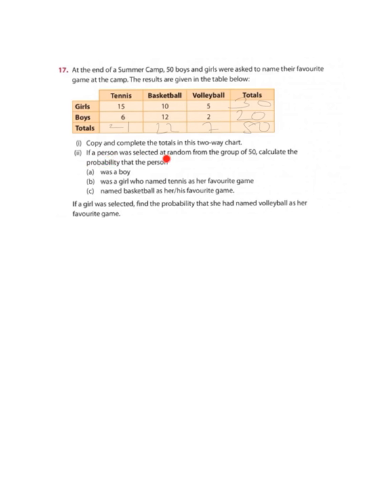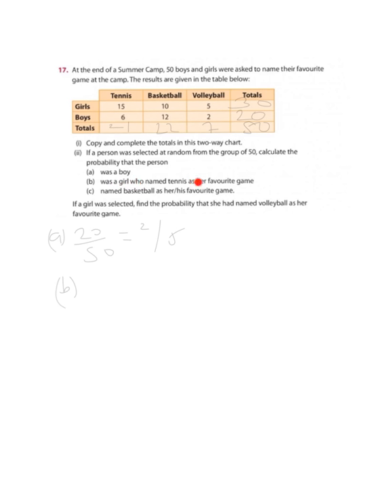So if a person was selected at random from the group of 50, calculate the probability that it's a boy. Okay, so we go to boys, we see the total was 20. So that would give me 20 out of 50. So 20 to 50, again, we always break it down, so that would be 2/5. So that's my A.